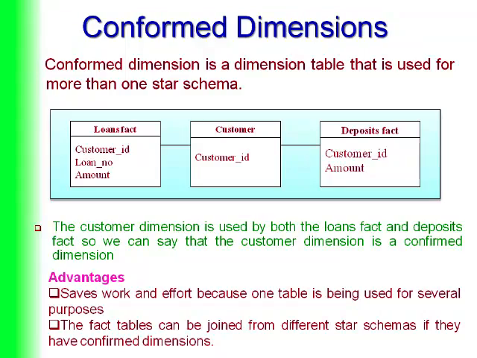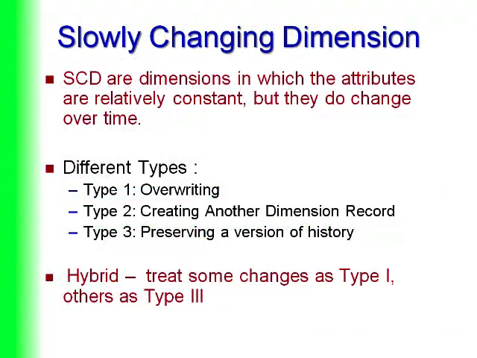Then the next type of dimension is a slowly changing dimension. In slowly changing dimension, the attributes are relatively constant, but they do change over time. That means dimensional attributes in this category change over time. So we need to capture these changing realities as a history. Therefore, it requires special design techniques to keep it single valued for each fact row while still retaining history. There are three different types of slowly changing dimensions.